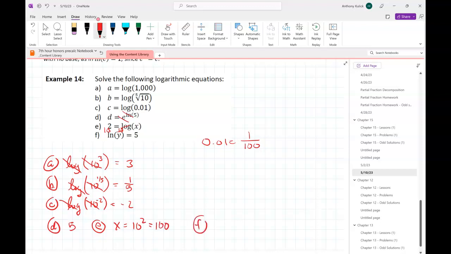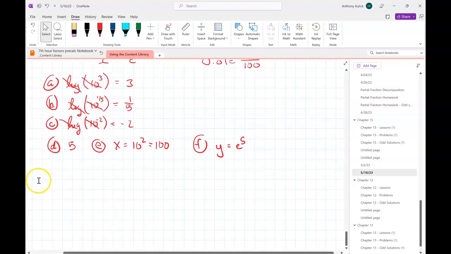And then F should be, e is our exponent base that we use, so we end up with e to the 5th. Oops. y equals e to the 5th. Is that okay with everybody? Okay. Again, if I'm doing any of this too fast or you don't like what happened, holler at me and we can repeat or slow down or show some more detail.